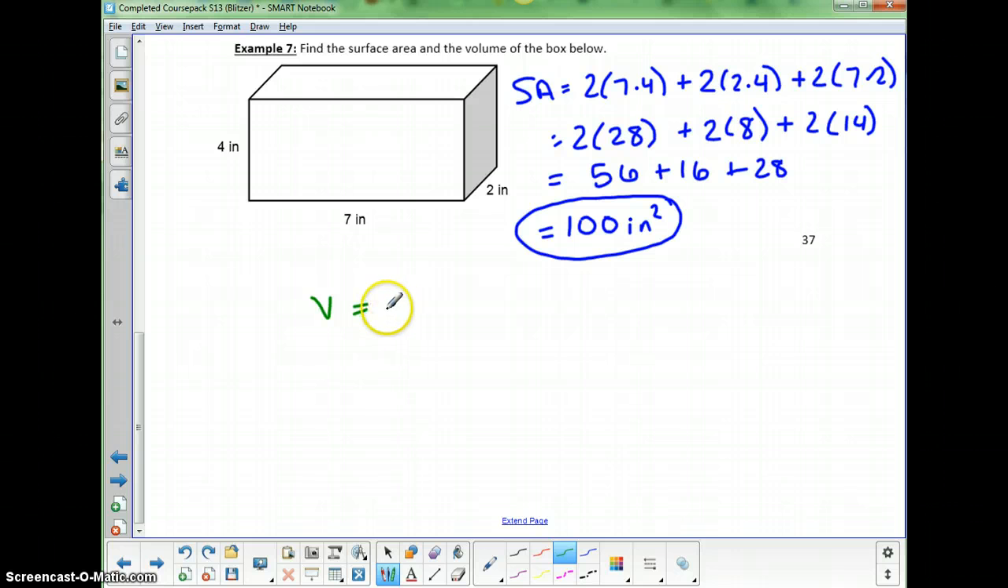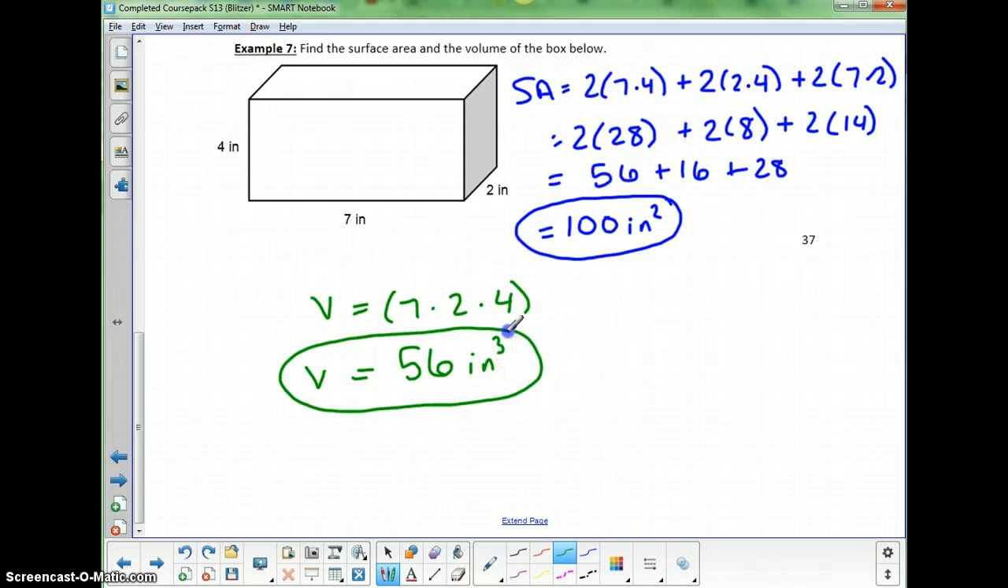Volume is length times width times height, so 7 times 2 times 4. Well, I know 2 times 4 is 8, times 7 is 56. And it's volume, so the units are inches cubed. Filling in the 3-dimensional space will be in cubic inches.